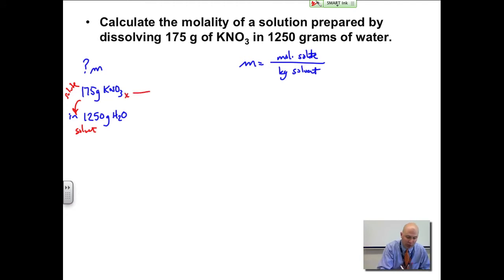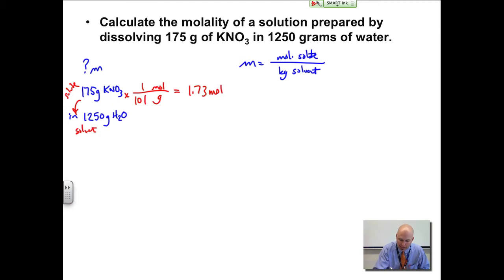And I'm going to go ahead and convert that to moles. So grams, moles, X line, you know that whole deal. So convert that to moles. It's a 101, which is going to be 1.73 moles.